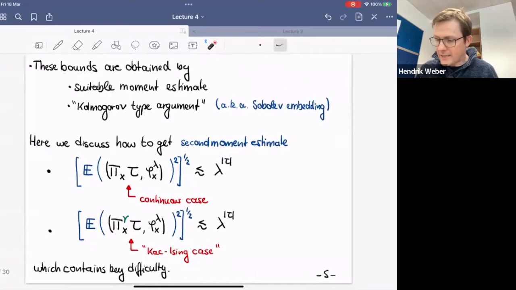All right. And so now in reality, these bounds are always obtained by moment estimates. And that's already where I went to yesterday. And then these are upgraded with some Kolmogorov type argument, or if you want, Sobolev embedding. And so what we want to do here, that we already started yesterday, was the second moment estimate.